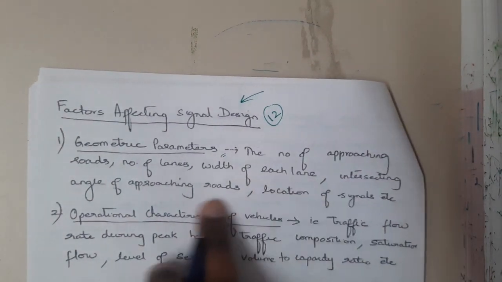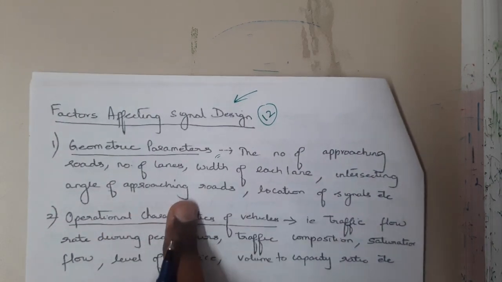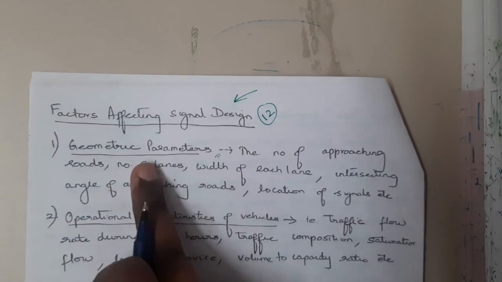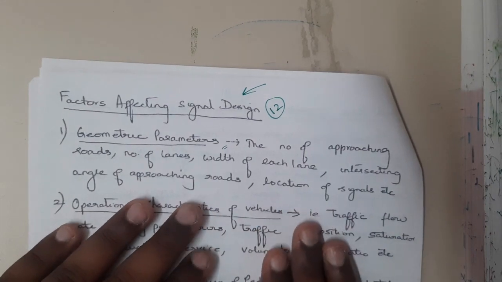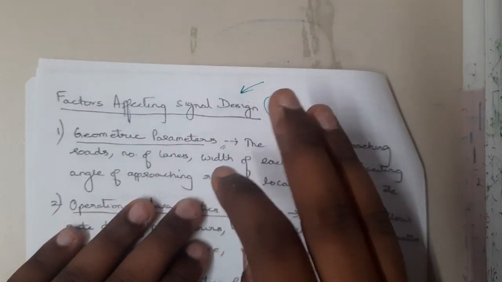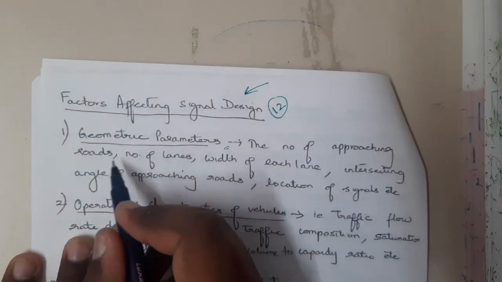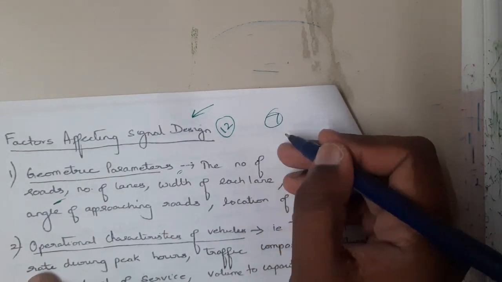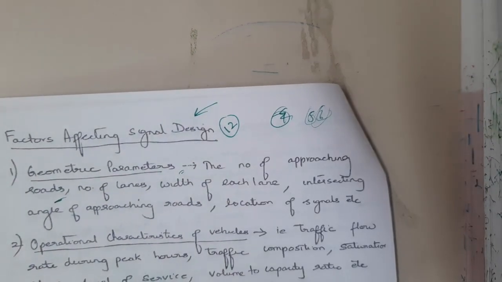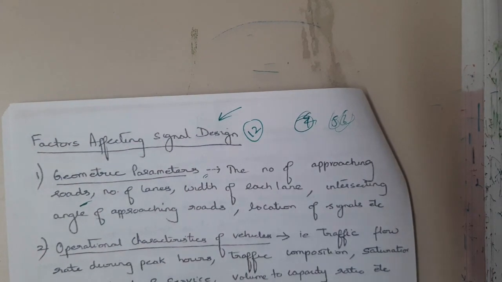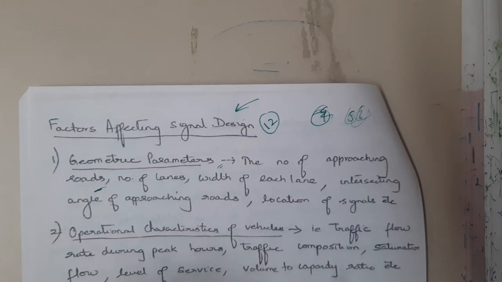So the number of approaching roads, number of lanes, width of each lane, intersection angle of approaching roads, and location of the signal will all affect the design. At a junction, all the roads will meet, so everyone should meet in a proper way and the construction of the junction should also be proper. That is why you need to check the count. If there are 7 roads coming in some situation, 7 will be a bit too many, so assume 5 or 6. Even 5 I have noticed, and 6 is also possible. Whenever roads meet like that, the road design should be done accordingly, and even the signals should be designed that way.